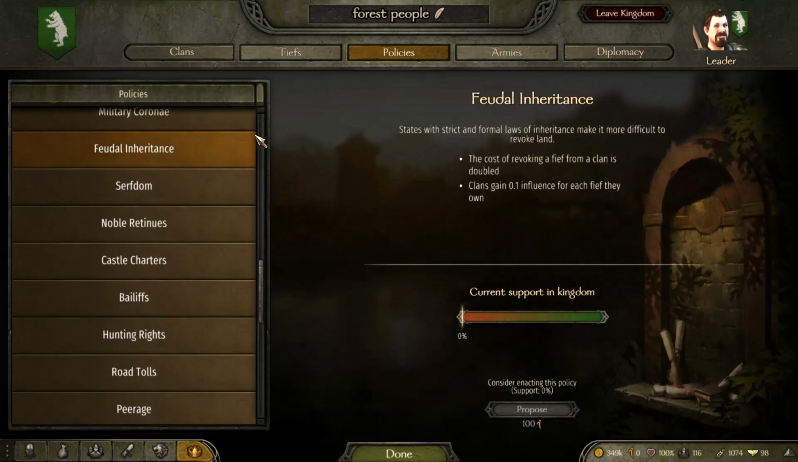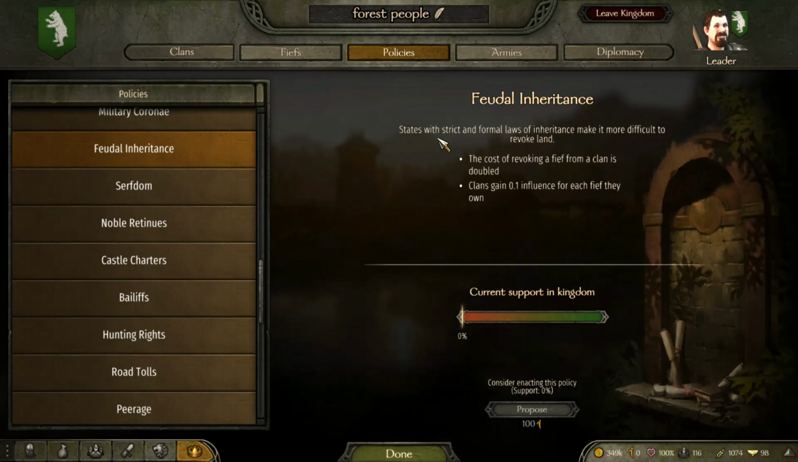Feudal inheritance. So we've got the cost of revoking a fief from a clan is doubled. So essentially, if you want to take away somebody's fief for your own or give it to somebody else, it's going to cost you twice as much. And clans gain 0.1 influence for every fief that they own, which is really good for other clans. And if you're serving in another kingdom, you could vote for this one. It would help you a lot. It also means that the ruling clan isn't going to take your fief away as often.